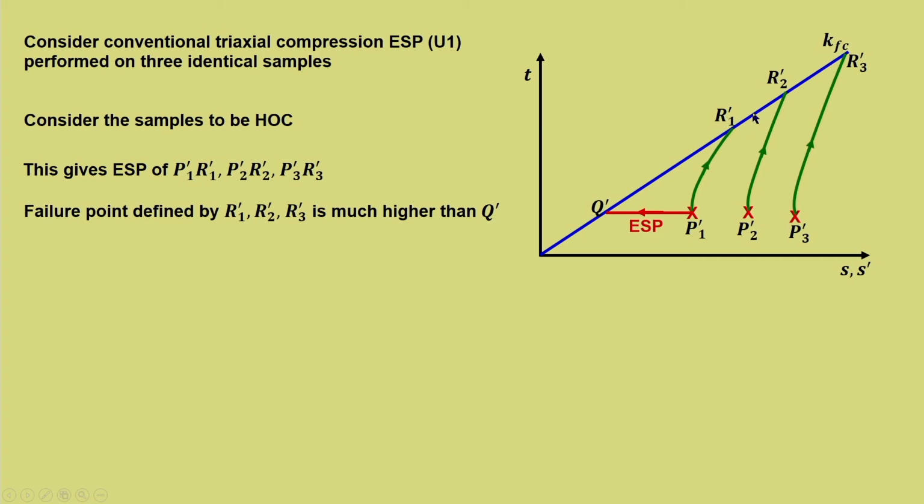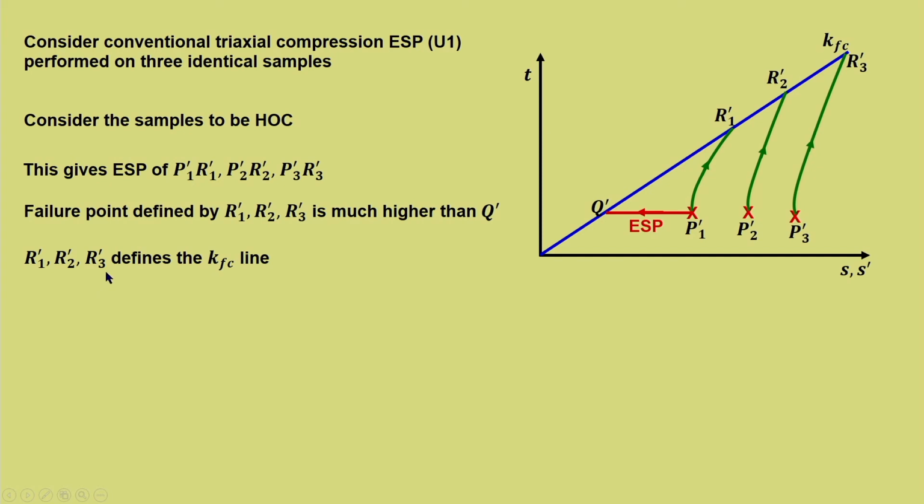You can see that these points are much higher than Q dash, which means the strength that we anticipate from a laboratory test is much higher than the actual strength which is available in the field when an infinite slope fails due to infiltration of rainwater. So, that difference is what we need to understand here. R1 dash, R2 dash, R3 dash defines the KF line.